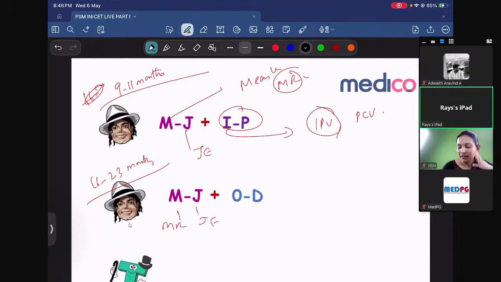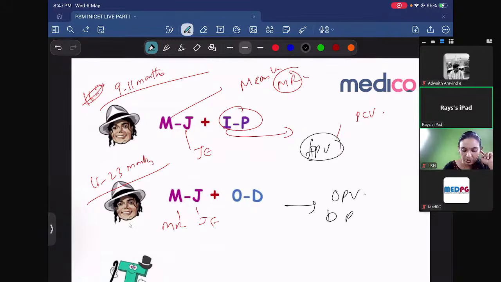Fractional IPV given at 9 months is something relatively new. It is not there in your book, but it has been given and it is there in the document. So that's a new addition. That's an update. It can be asked. At 9 months, we now have IPV also, along with your 6 and 14 weeks. The program has started giving fractional IPV at 9 months also, along with MR and JE. Now at 16 to 20 months, MJ plus OD: O is OPV and D is your DPT booster.